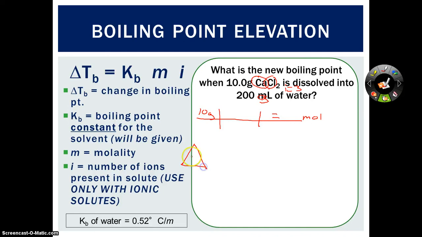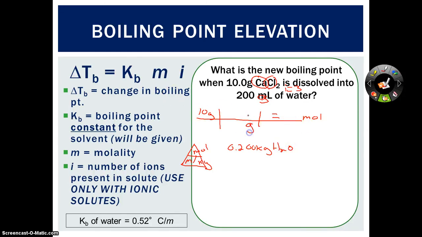Because remember, let's draw my triangle a little bit bigger here. Molality is moles divided by kilograms. Okay, so I have getting moles from the small number, kilograms from the big number. 200 milliliters is the same as 200 grams, which is the same thing as 0.200 kilograms of water. So now I just need to do this conversion.